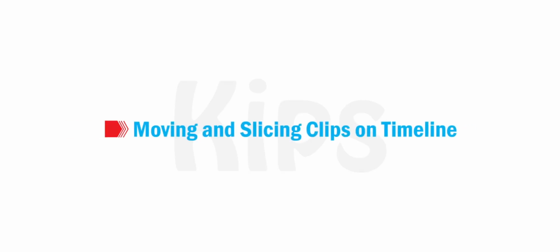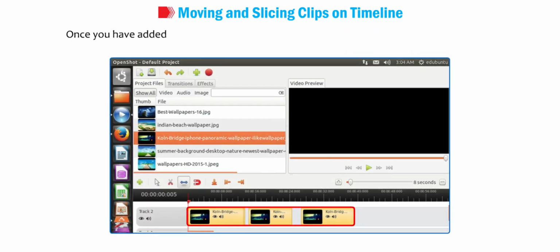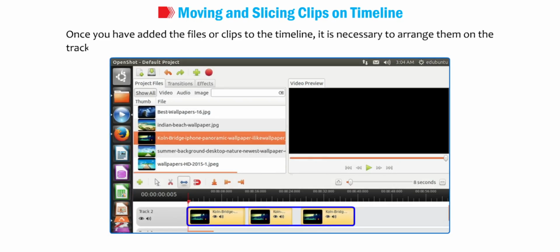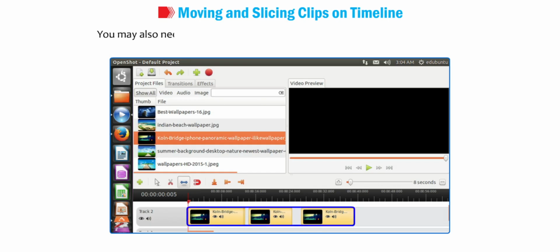Now, let us understand how to move and slice clips on timeline. Once you have added the files or clips to the timeline, it is necessary to arrange them on the tracks and put them in the correct order. You may also need to trim off the beginning and ending of the video or audio clip. This can be done by the following tools.